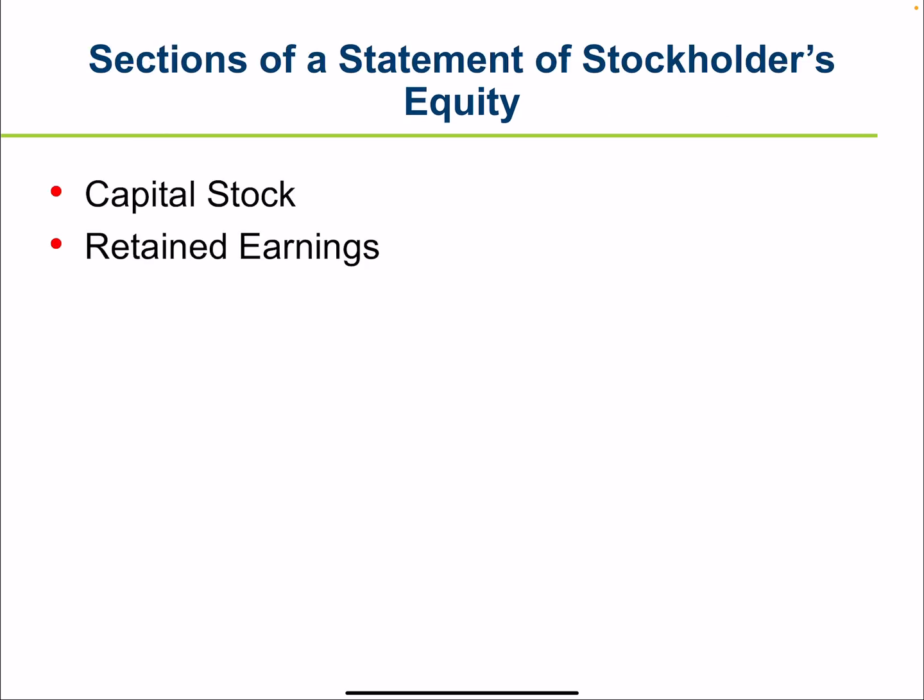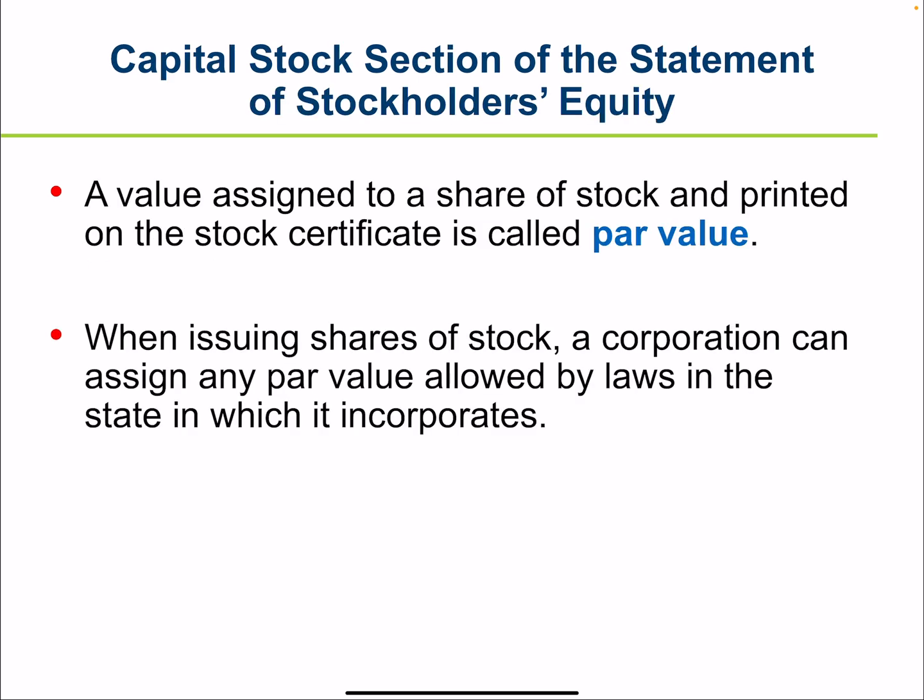There are 2 sections of our statement of stockholders' equity. We have capital stock and we have our retained earnings. The value assigned to a share of stock and printed on the stock certificate is a par value. Each share of stock issued by a corporation has a monetary value. When issuing shares of stock, a corporation can assign any par value allowed by law in the state in which it's incorporated.